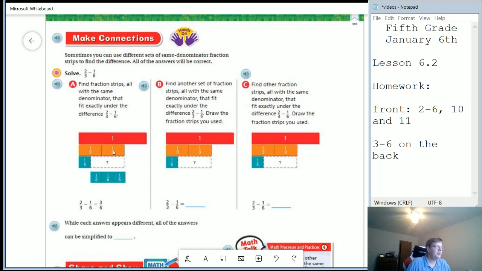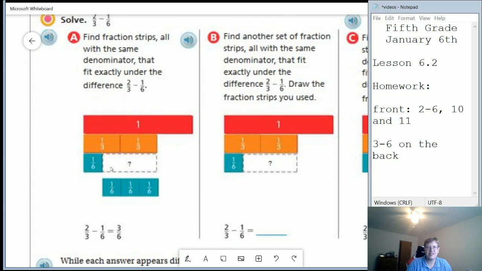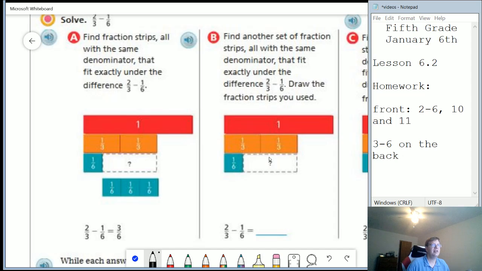So again, we have our orange blocks that are going to represent 1/3 each. We can use 1/6 size blocks, and we could use 3 of those to fill in that space. So we are going to have 4 of these 1/6 size blocks. We are going to take away one of those. And so if we were to do that, we would draw these under here.